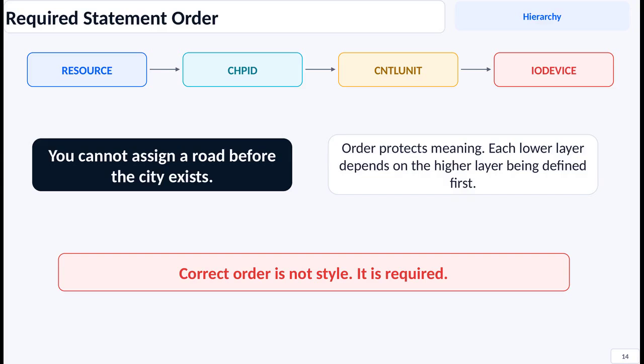The order of statements is not just a style preference. It is part of how the file makes sense. Imagine trying to assign apartment numbers before you have defined the building, or connecting a road before the city layout exists. The IOCDS follows a hierarchy. Resource comes before CHPID, CHPID comes before CNTL unit, and CNTL unit comes before IOCDS. Each layer depends on the layer above it.